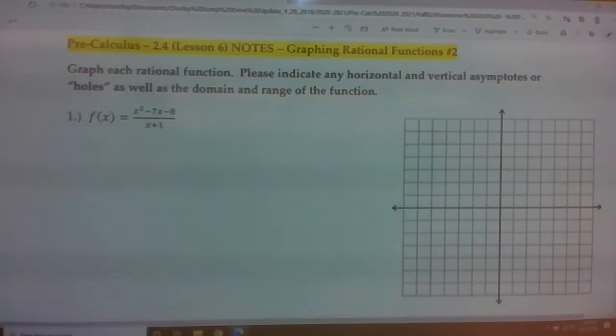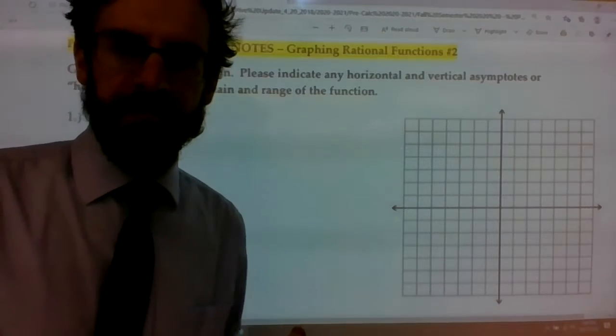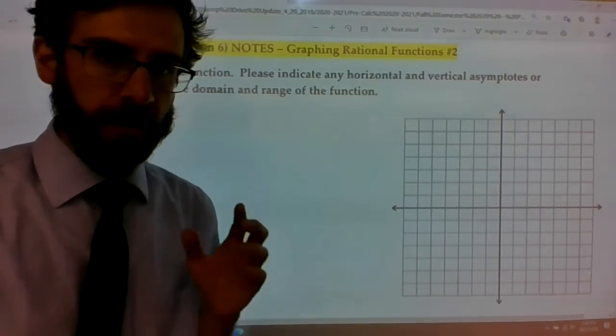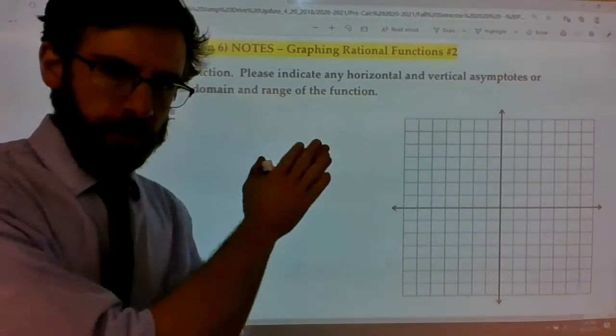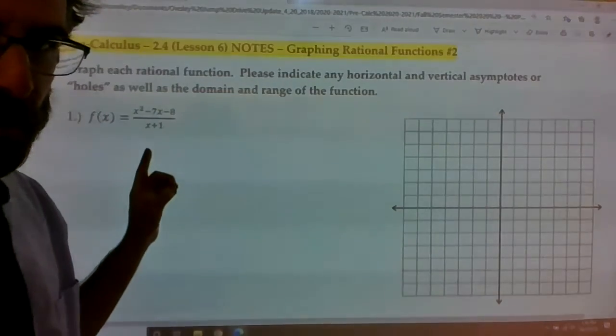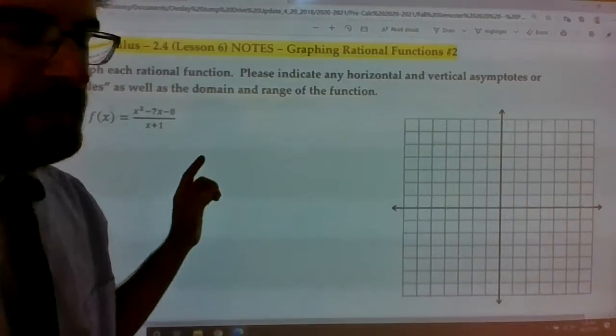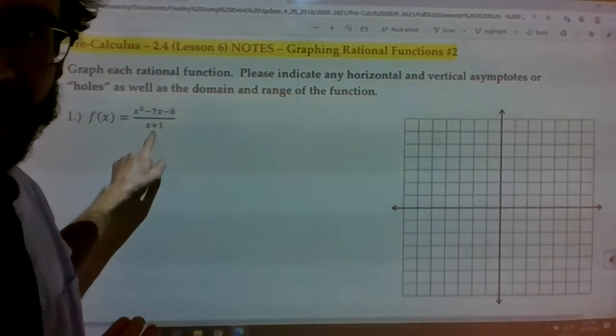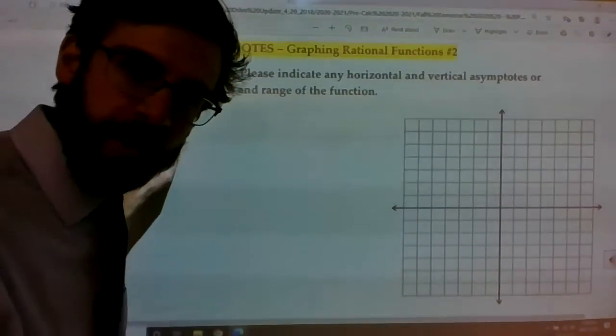It's lesson 6, the second one on graphing rational functions. Now if you recall, we had asymptotes, horizontal and vertical. What I'm going to show you are the special cases where it seems as if we are for sure going to have an asymptote, but we end up not.